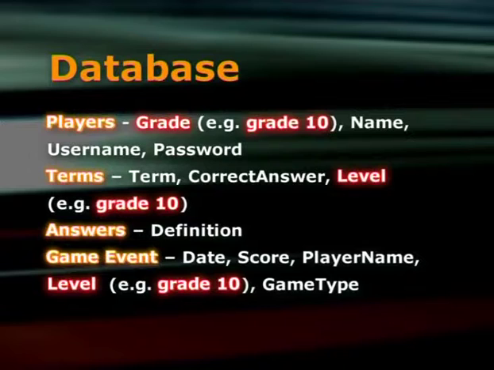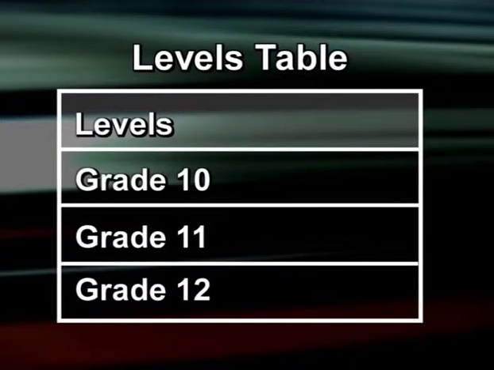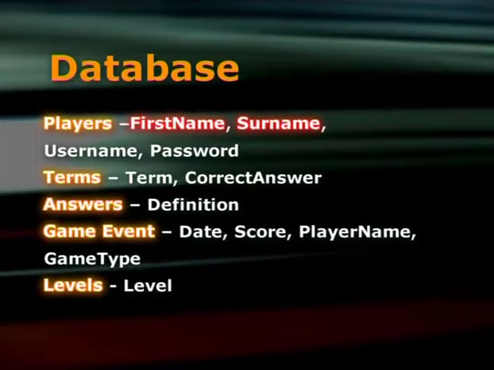A table can contain only one field if the application requires it. We must remove the grade and level fields from the other 3 tables. Note that this is one field, not one record. There would be no point in having a table which is a collection of records with only one record. There will be 3 records, grade 10, grade 11, and grade 12. Note the 2 fields where we split the name field in the players table. There are only natural fields in each table, except in terms and game event.